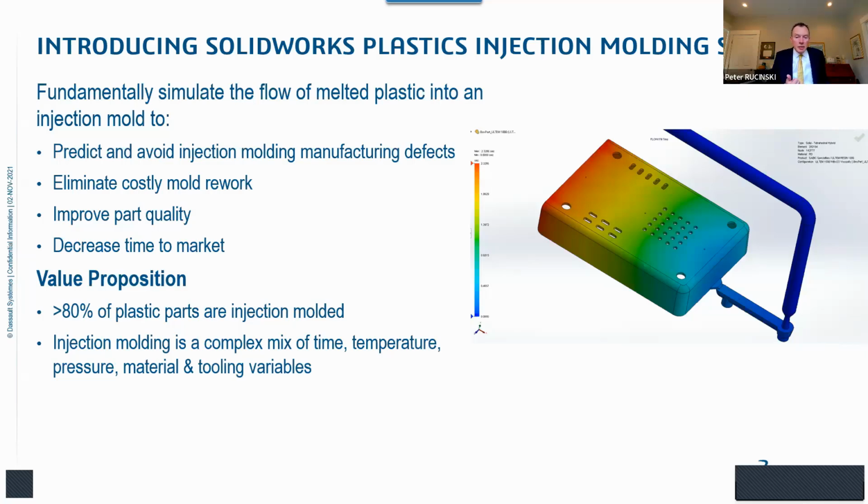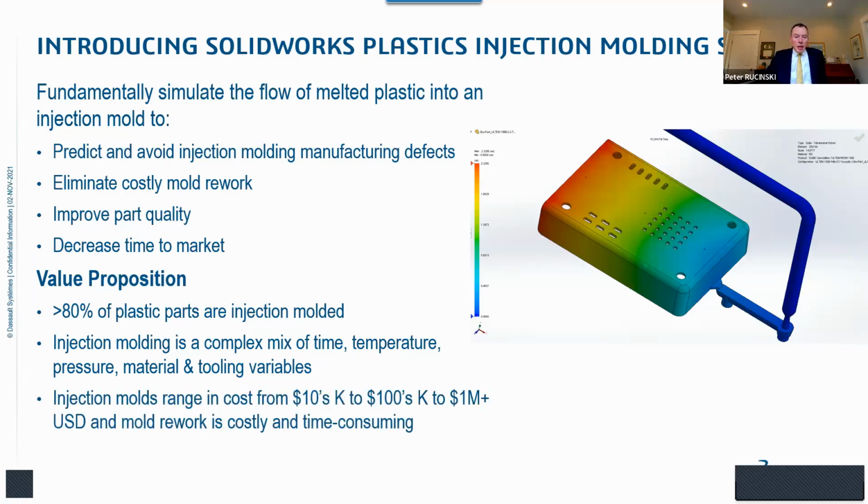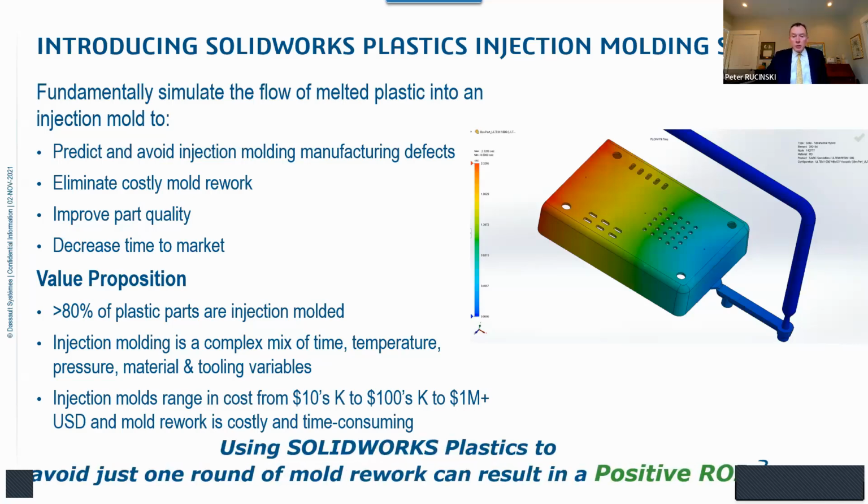Injection molding is a complex mix of time, temperature, pressure, material, design, and tooling variables. My simple takeaway there: it's very difficult to figure out inside your head how that melted plastic will flow inside the mold, especially as your part geometry gets more complex and the materials that you're using get more sophisticated. And then those injection molds can be very costly. They can range anywhere from tens of thousands to hundreds of thousands to over €1 million for just one mold. And so you could imagine that using injection molding simulation to avoid just one round of mold rework on a very expensive mold, more often than not, pays for one or more licenses of the software.